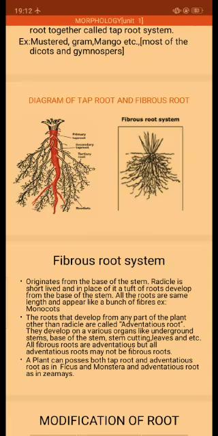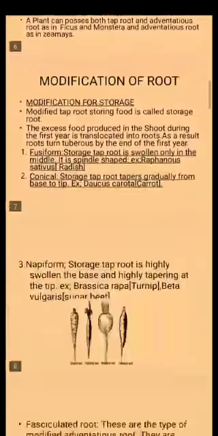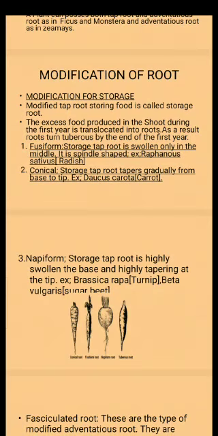I think you might understand these different underground modifications of root, types of roots, and general introduction of roots. You can also observe the diagram of the taproot as well as fibrous root system, and also the modifications: fusiform, radish; conical, carrot; napiform, that is Brassica rapa or Beta vulgaris, commonly called beetroot.